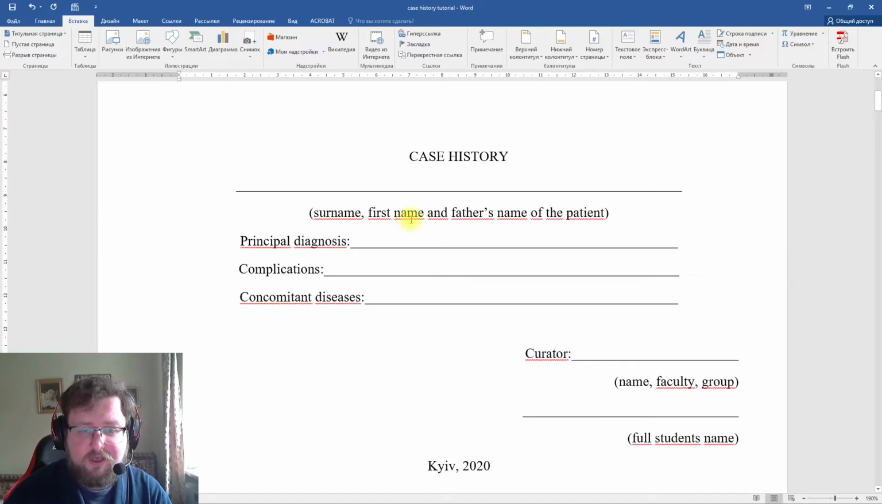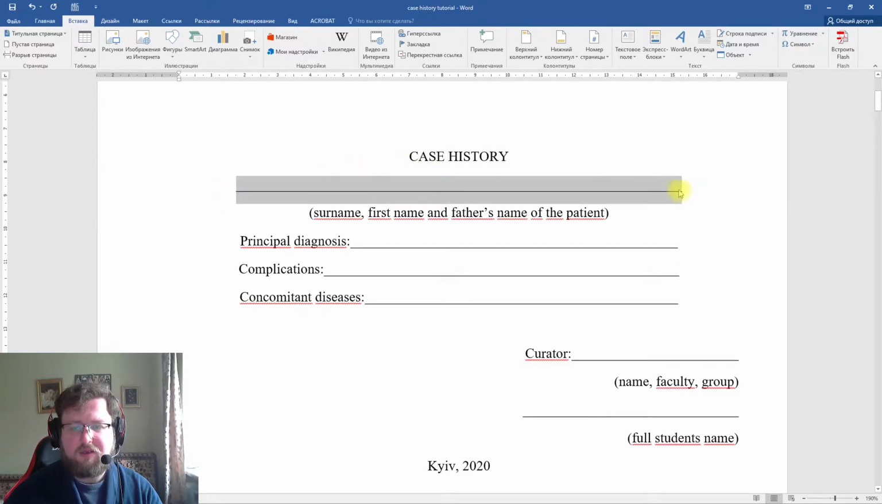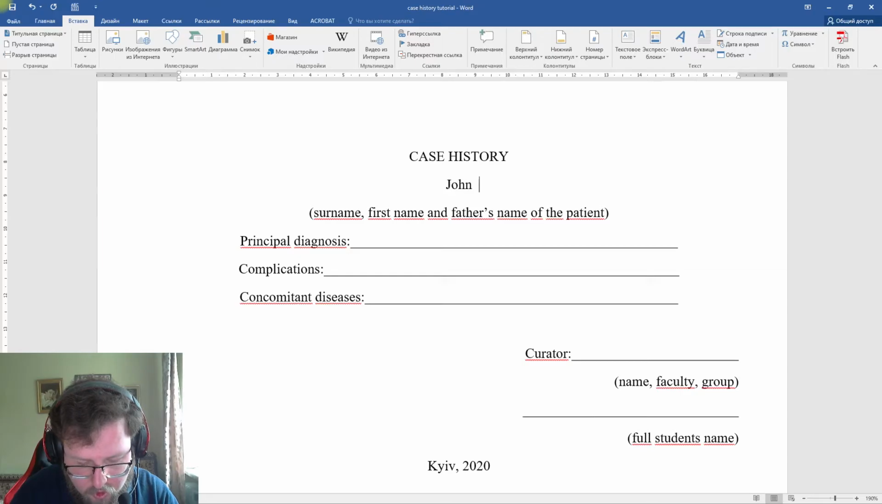Case history, surname. At the beginning of the case history, you fill in the surname and first name of the patient. You can figure out any name and surname of a patient to your choice. It doesn't matter. So let it be John Smith.